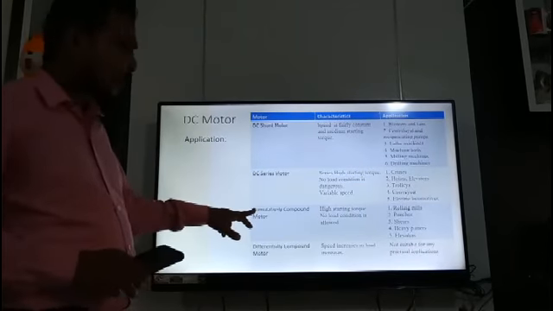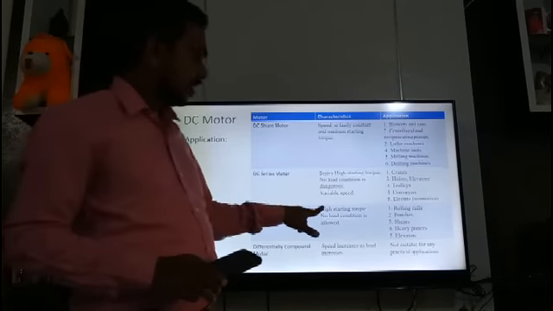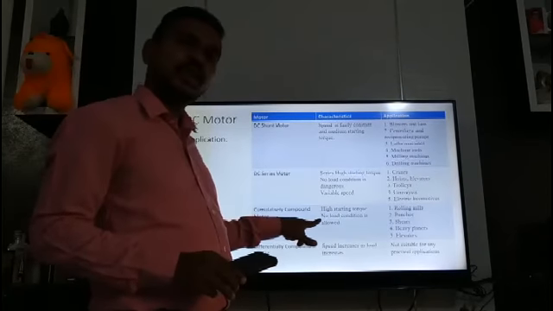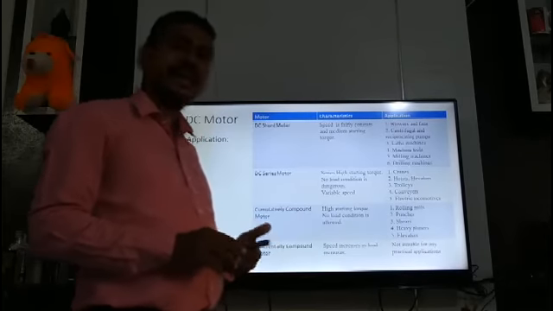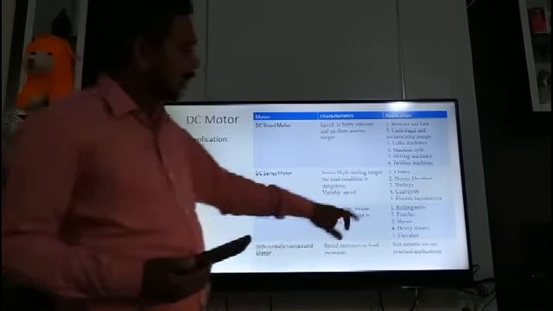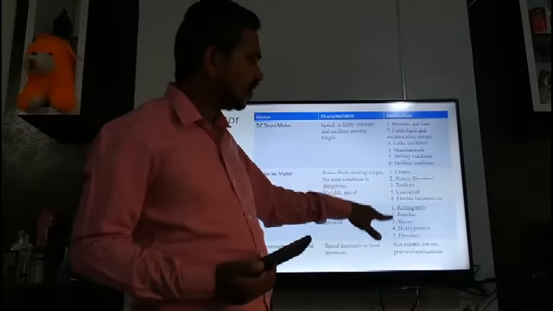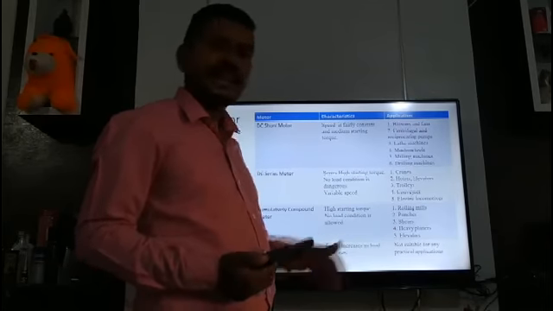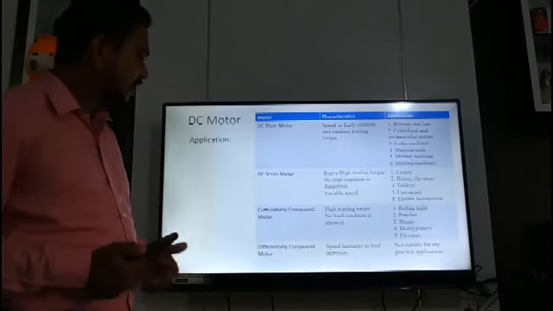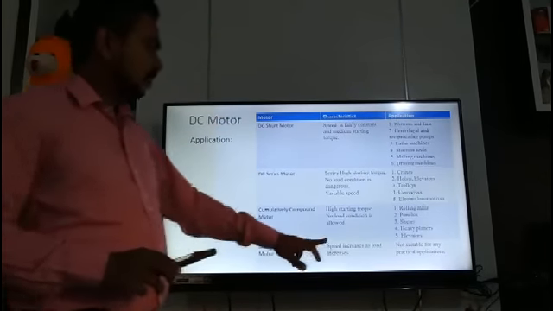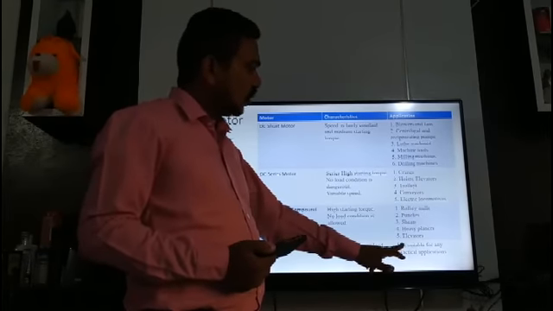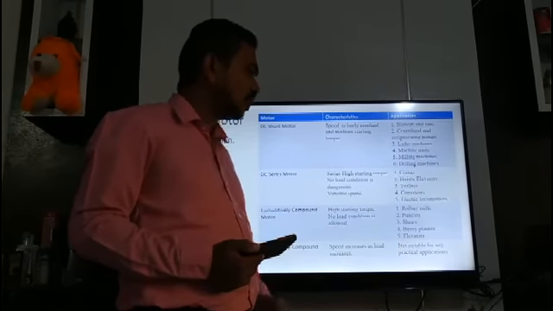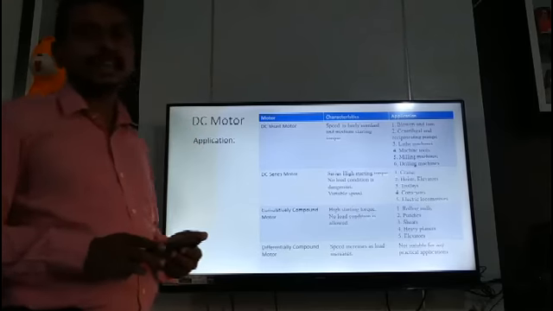Next is the cumulatively compound motor. Features are high starting torque, and the no load condition is allowed. In cumulatively compound we can allow the no load condition. Applications are rolling mills, punches, shears, heavy planers and elevators. Differentially compound motor. Features: speed increases as load increases. Applications: it is not suitable for any practical applications.